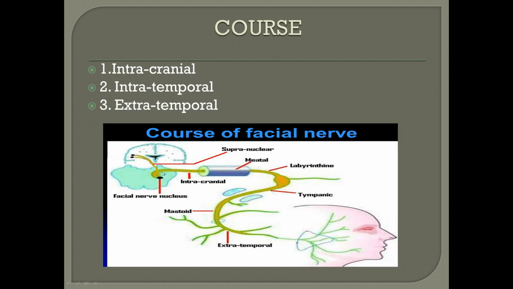Now, when we are describing the course of the facial nerve, it has three parts. The first part is the intracranial part. Second is the intratemporal part, which we as ENT surgeons are dealing with, the root as well as the lesions of the intratemporal part. Then it exits through the stylomastoid foramen and starts the extracranial or extratemporal part.